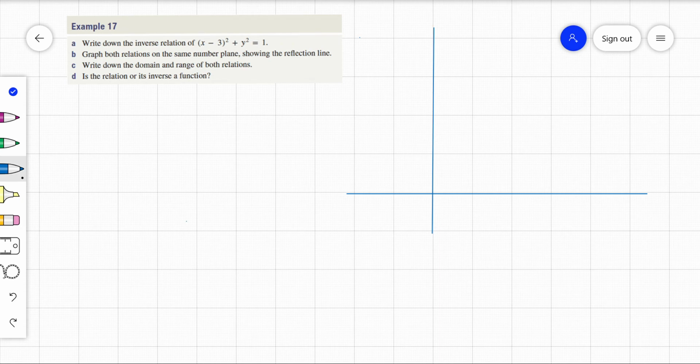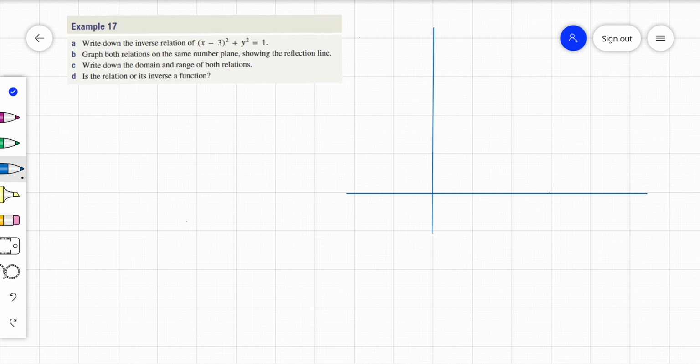All right, so we're looking at the inverse relation. We know this is a relation, not a function, because it's the equation of a circle. So we're looking at the equation x minus h all squared plus y minus k all squared equals 1. (h, k) is the centre. So you can see here that (3, 0) is the centre of this circle.